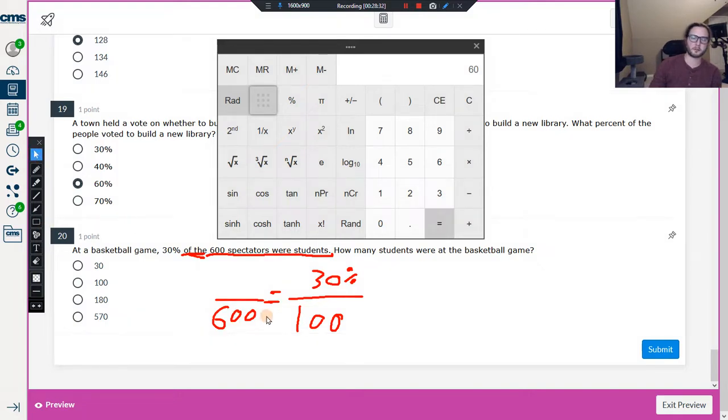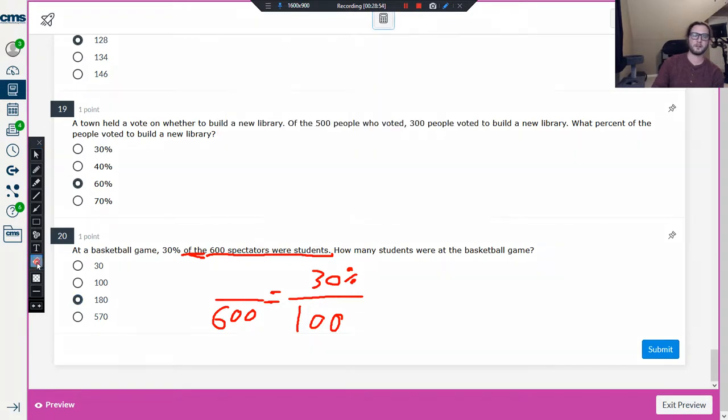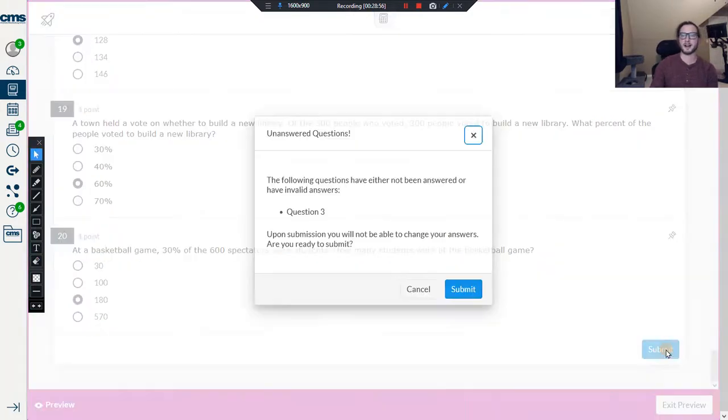We're just going to cross multiply 600 times 30 and divide by 100. So 600 times 30 and divide by 100 gives me that there were 180 students at the basketball game. And that's going to do it for the review of our study guide.